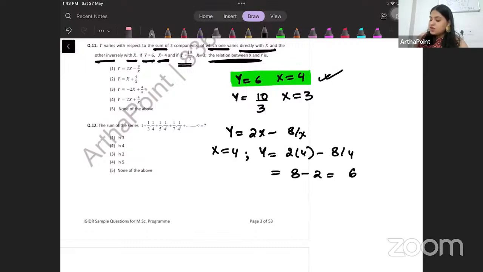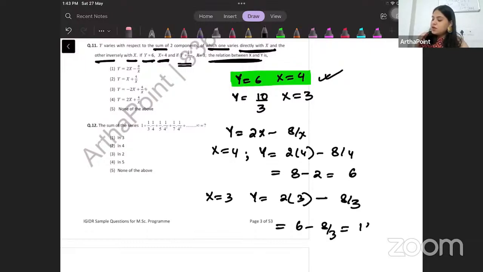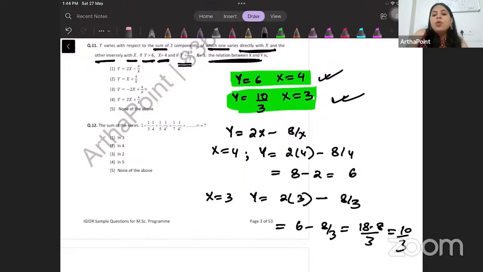Put x as 3. Y is equal to 2 into 3 minus 8 by 3, which is 6 minus 8 by 3, which is 18 minus 8 by 3, so 10 by 3. This equation is also satisfied. When x is 3, y is 10 by 3. So beta, both equations are getting satisfied, which means that this equation satisfies both the given conditions. So this is the correct answer.